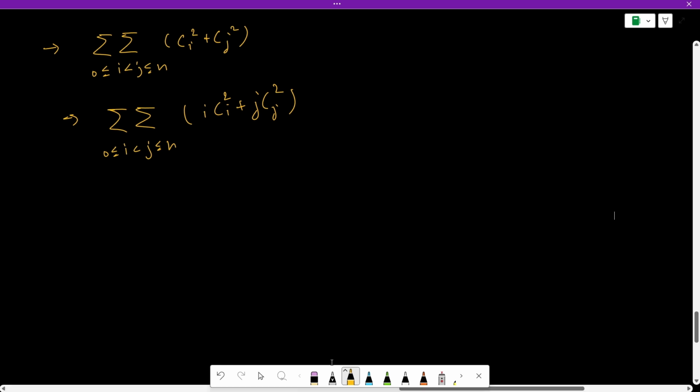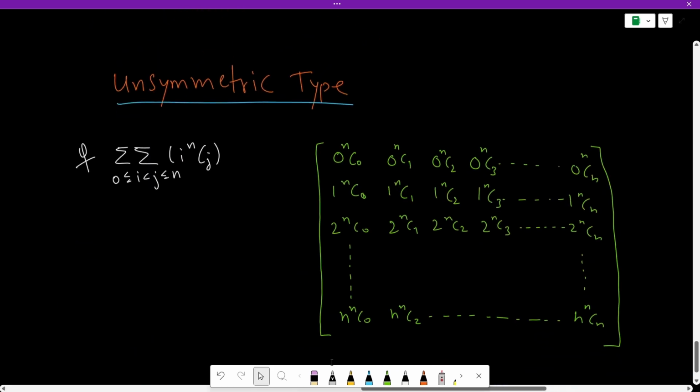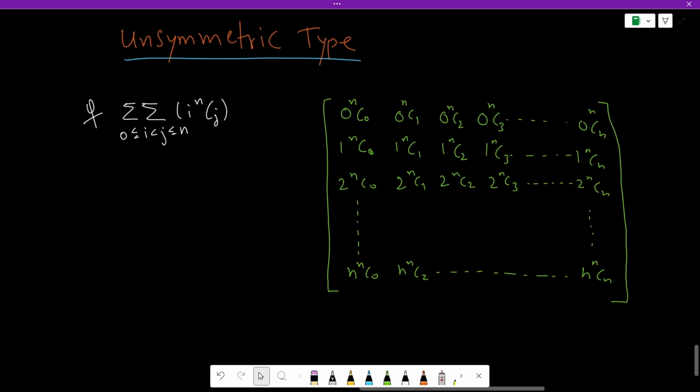Now let's see the unsymmetric type. So here you can see in unsymmetric type, if you replace i and j, you will get a different expression. Now in such questions, we need to go back to the basics and create the matrix and see what is required and then solve them accordingly. So I've already created the matrix and here we require i less than j. So this part will be i less than j.